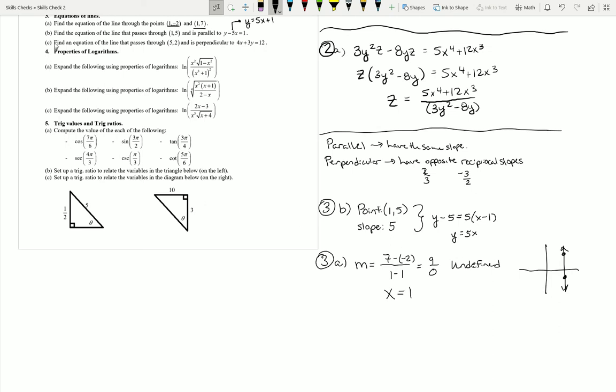I'm going to leave part C for you to go ahead and try out on your own, but hopefully with what we've done here in parts A and B, you should feel pretty comfortable with tackling questions like these.